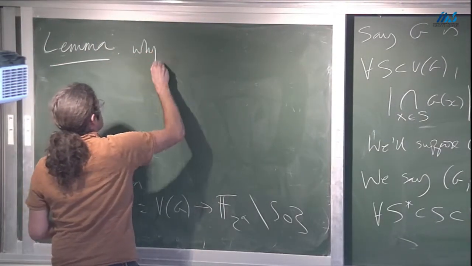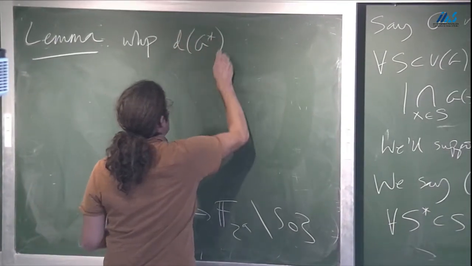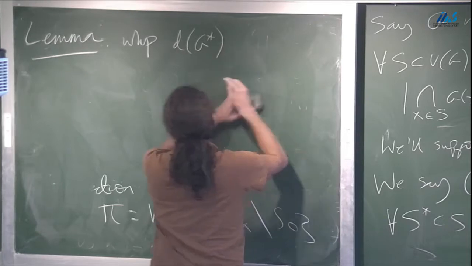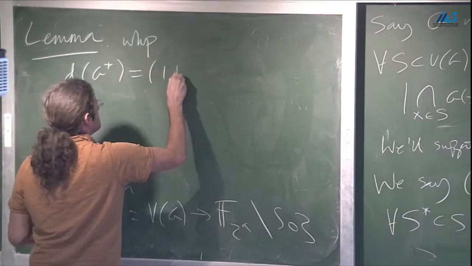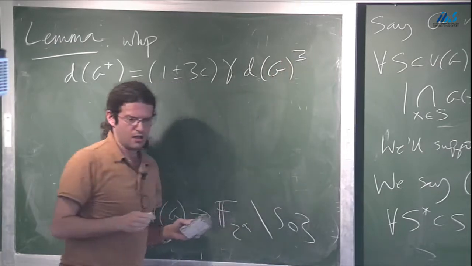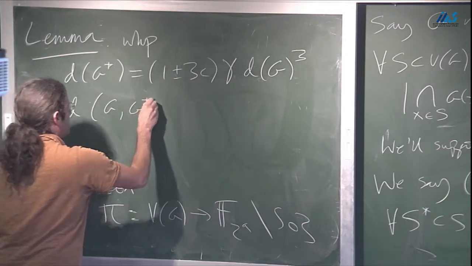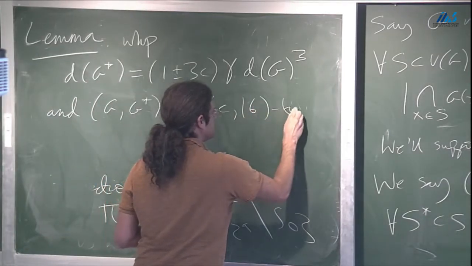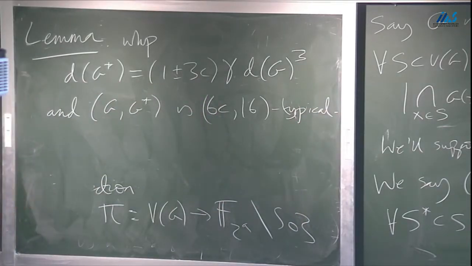So with high probability, I have a good control on the density of G star. So it's about gamma times the density of G cubed. And G star is 6C, 16 typical.